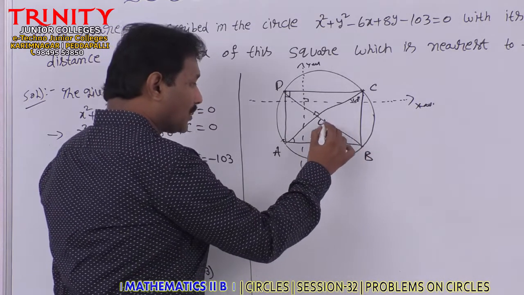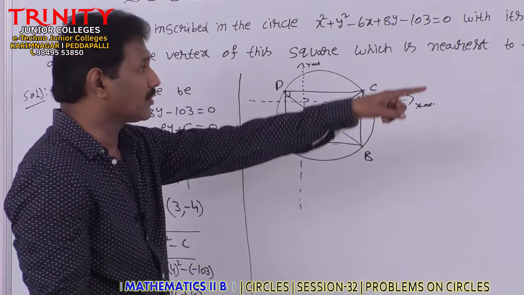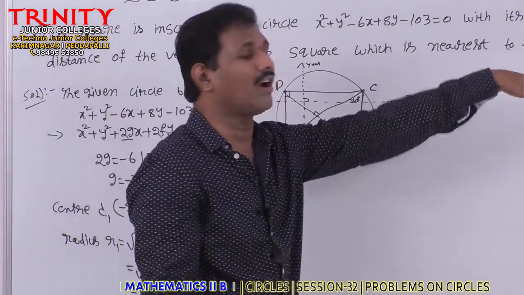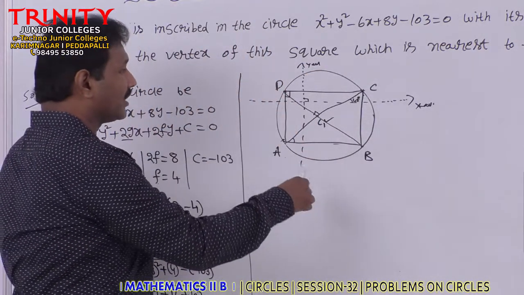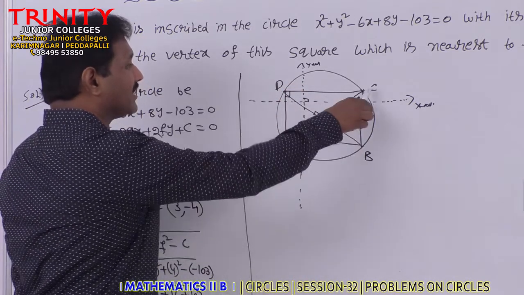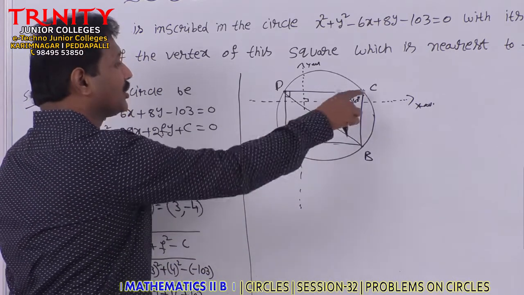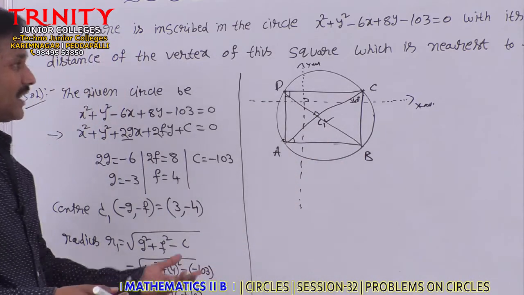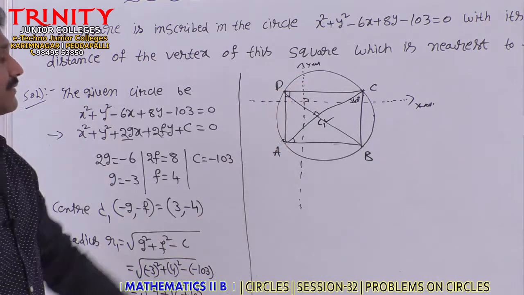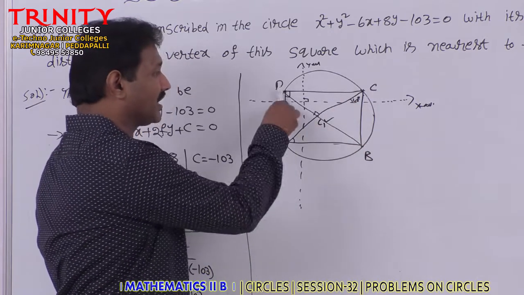In this case, we know the point C1. We find the coordinates of point A and point C. Actually, we need the distance of the vertex of this square which is nearest to the origin. You don't know whether the y-axis is here or here. That's why we find all the vertices of the square, find the distance from the origin to each vertex, and then we can say we've got the nearest vertex from the origin. That's why first we prefer to find all the vertices of the square.